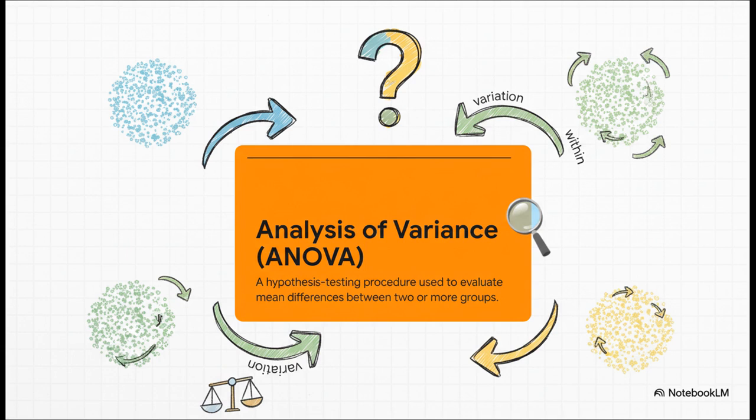Right there in the name, Analysis of Variance, it tells us what it's all about. It's a hypothesis test that's specifically built to check out the mean differences between 2 or more groups at once. This makes it the absolute perfect tool for our therapy problem.